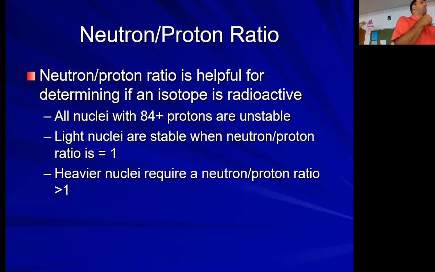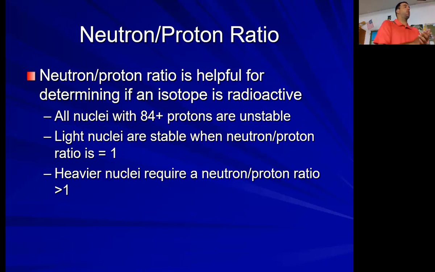So you'll notice that even carbon-12, the most common form of carbon, has a neutron-proton ratio of 1, okay? How do you know that? Because carbon-12 tells you its mass number is 12. We know carbon has 6 protons. So mass number minus protons gives you the number of neutrons.